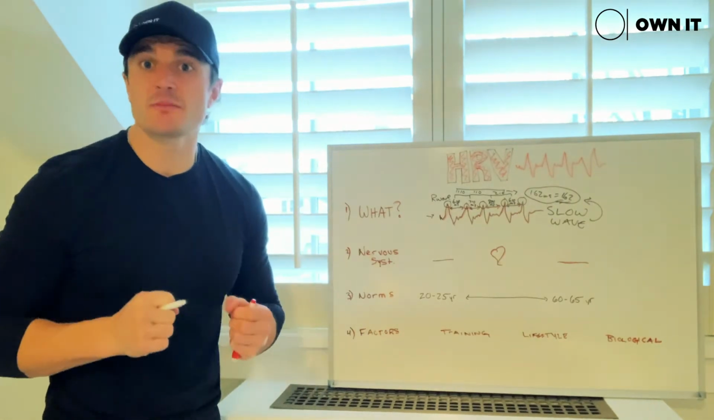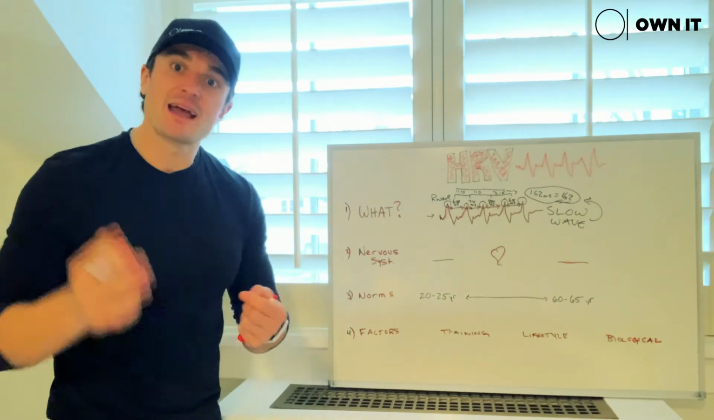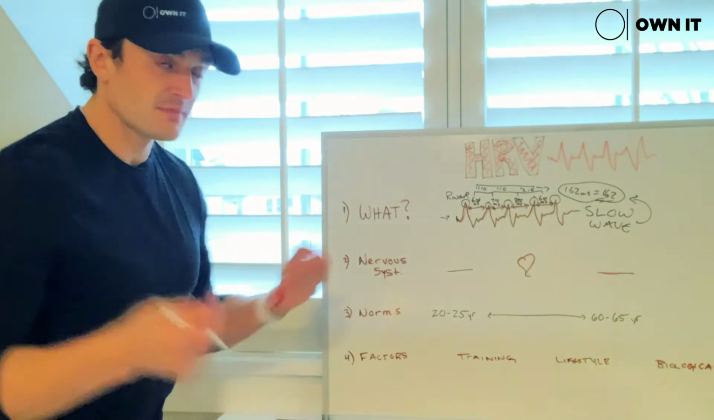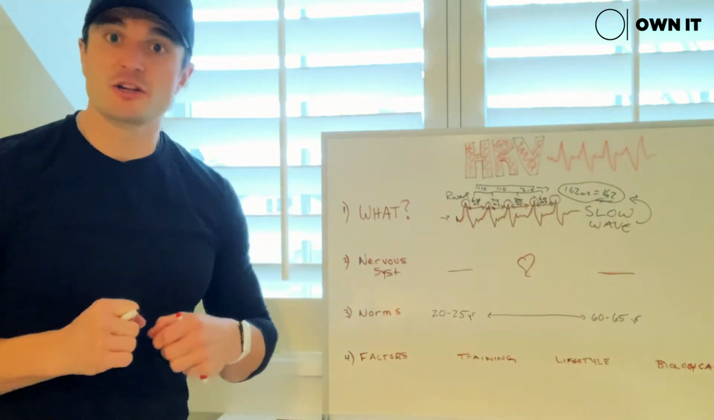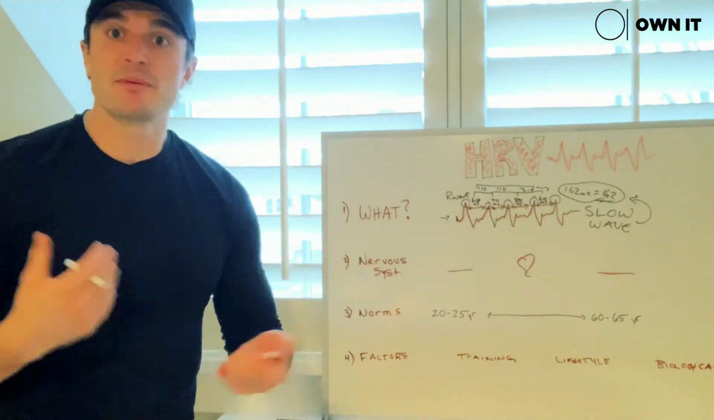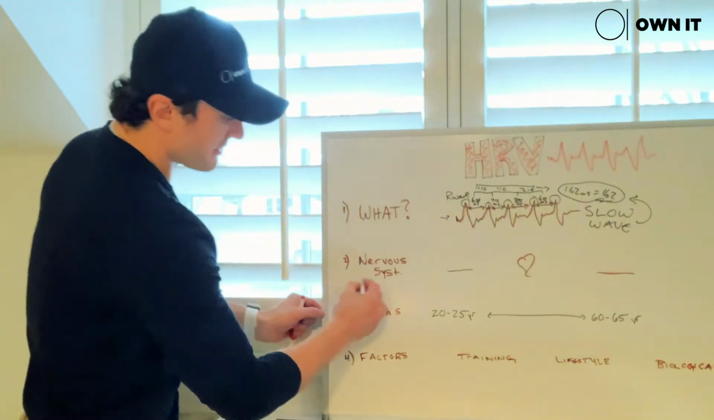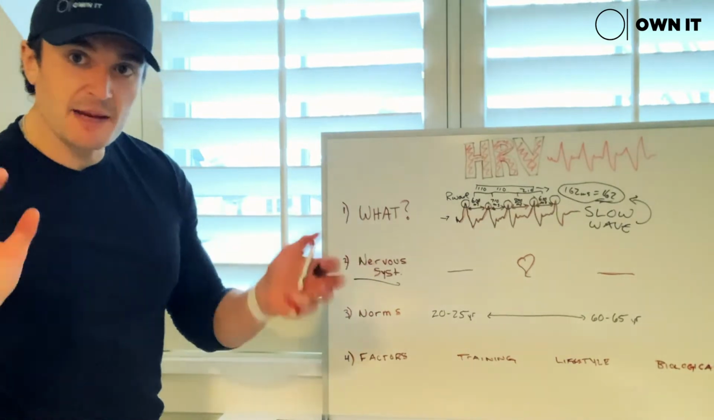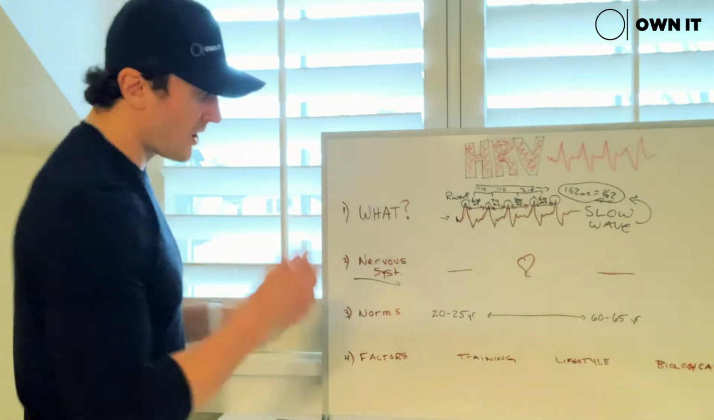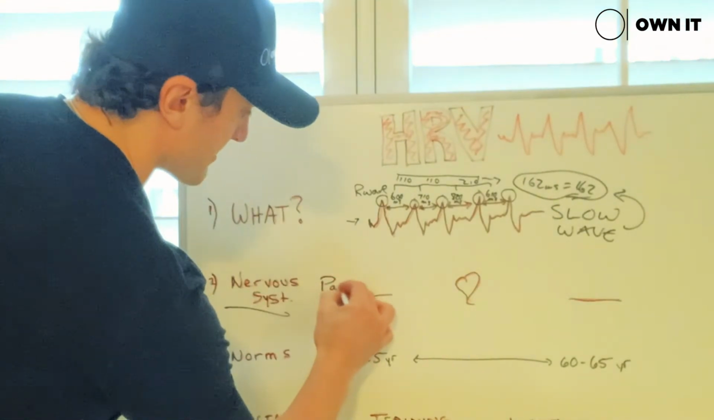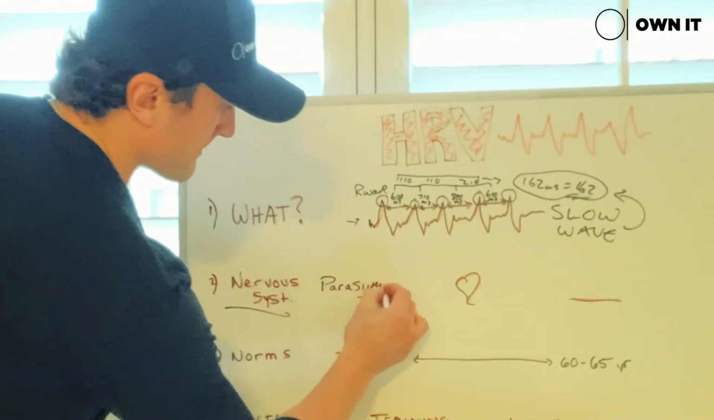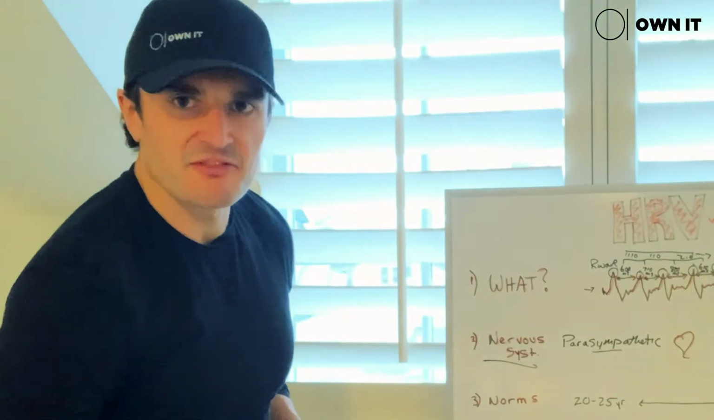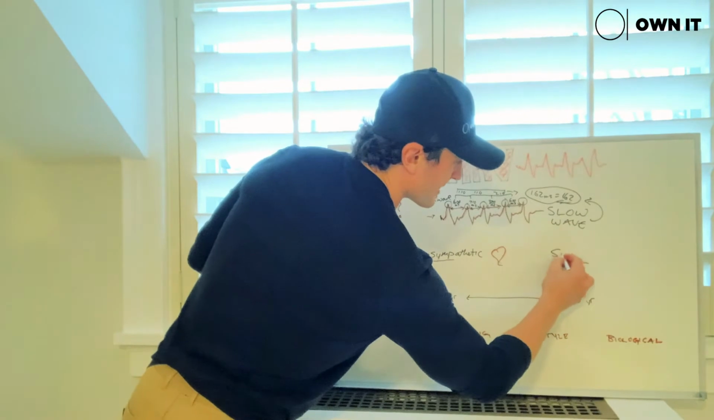The greater the variability, the better it is for our body, and we're going to get into why. Ultimately, we know that our heart rate is affected by our autonomic nervous system, which is things that happen involuntarily. So we know that our nervous system has an effect on our HRV. There are two types of nervous systems that we need to be aware of. One is the parasympathetic, and the other is the sympathetic.